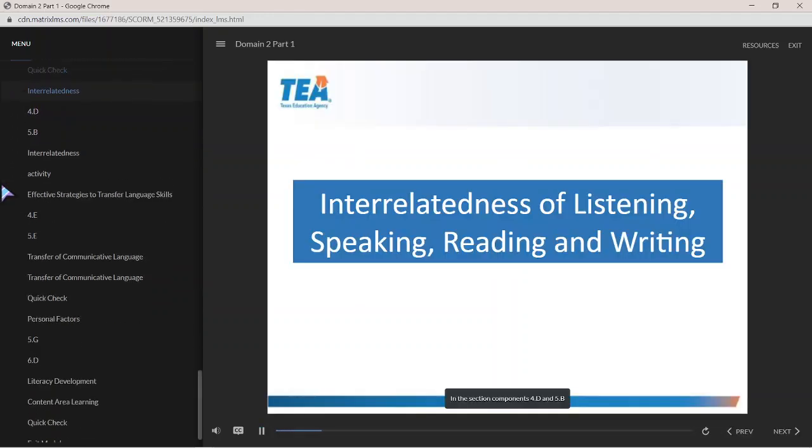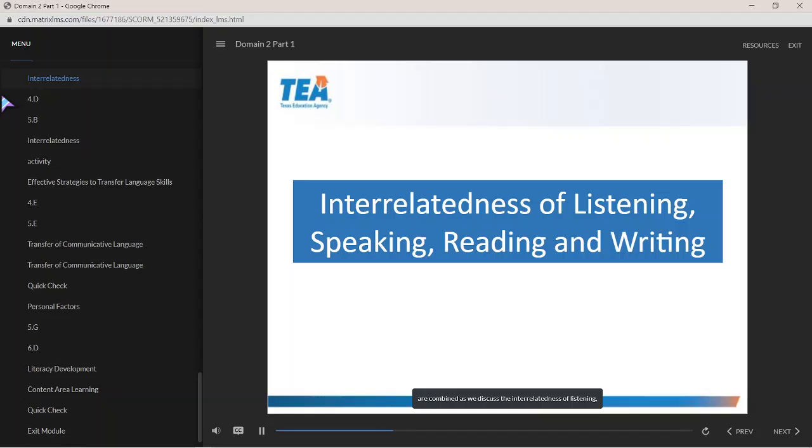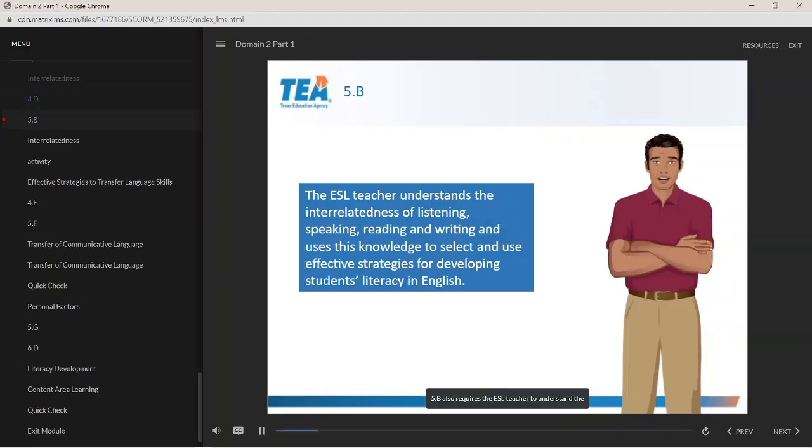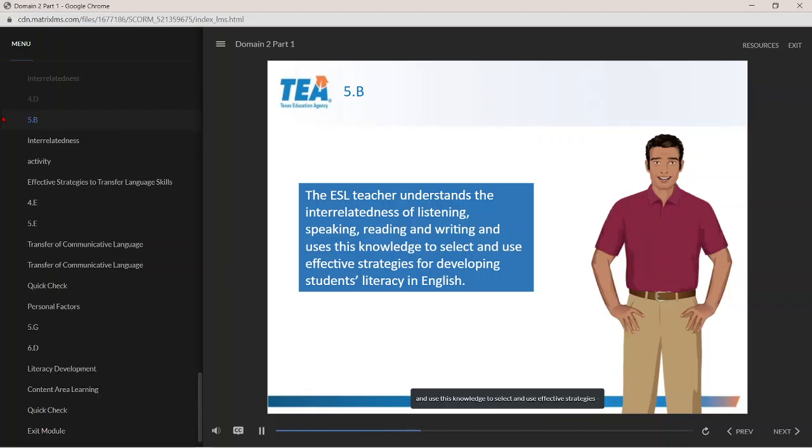In this section, components 4D and 5E are combined as we discuss the interrelatedness of listening, speaking, reading, and writing, and how to select and use effective strategies that help English learners develop both oral language proficiency and literacy in English. 4D states, the ESL teacher understands the interrelatedness of listening, speaking, reading, and writing, and uses this knowledge to select and use effective strategies for developing students' oral language proficiency in English. 5E also requires the ESL teacher to understand the interrelatedness of listening, speaking, reading, and writing, and use this knowledge to select and use effective strategies for developing students' literacy in English.